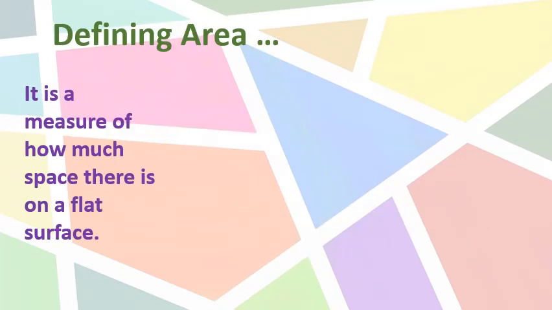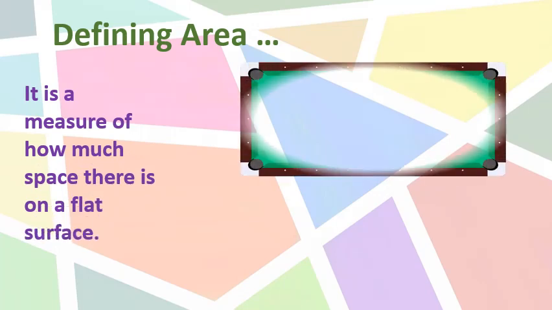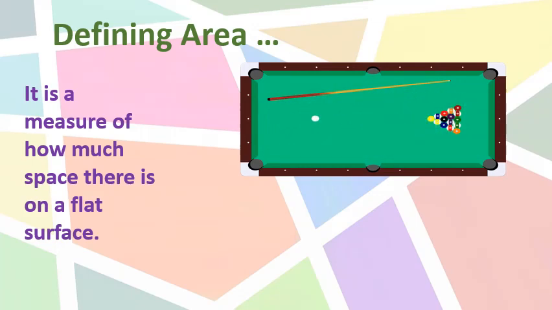Now, defining area. Let's review what is the definition of area. Area is a measure of how much space there is on a flat surface. So, this is the billiard board. As you can see, where is the area of it? The area of it is all of this space. Can you see the space? All of this space is the area of this billiard table.